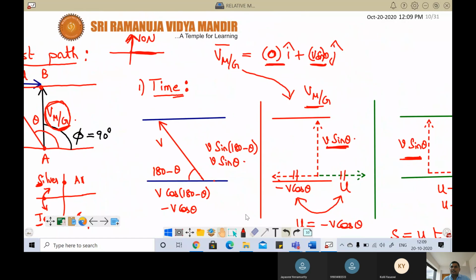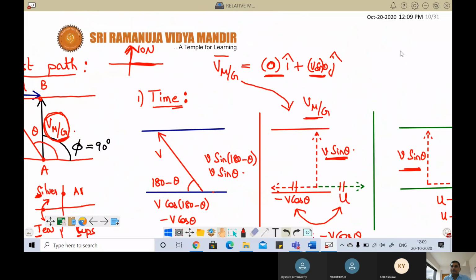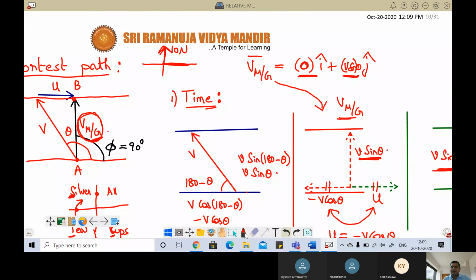Suppose you have some vector like 5 newtons like this, 5 newtons like this, and 10 newtons like this. Now this 5 will get cancelled, no? When these two get cancelled, then only the resultant will be 10 newtons. So these two values should be the same for this to happen for the shortest path.